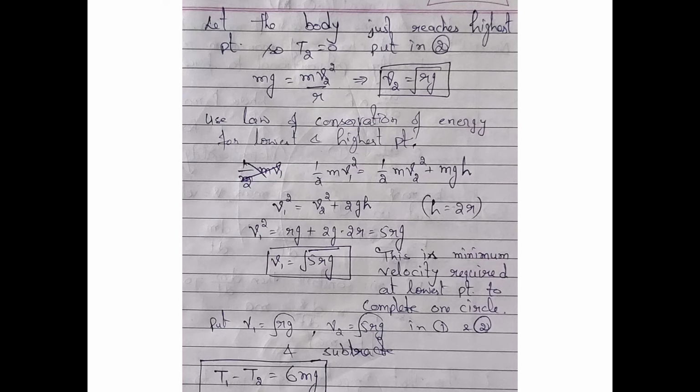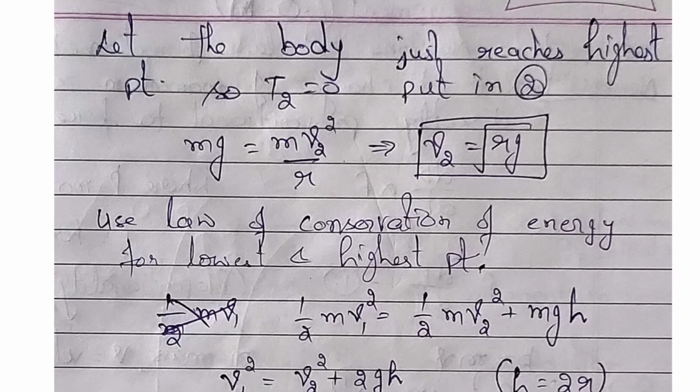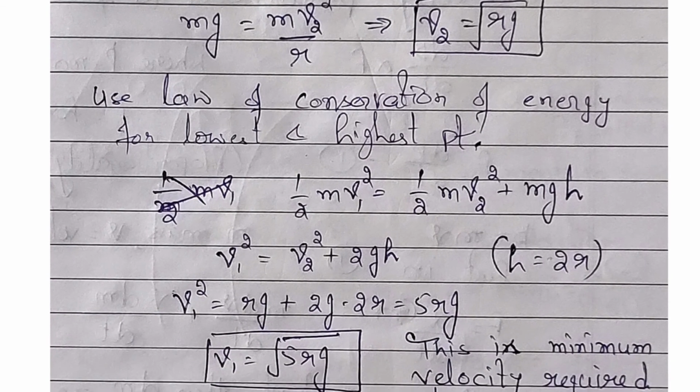Let us say the body just reaches the highest point. Assume tension at this point is 0 because it just completes a circle. So from equation 2, we will get v2 is equal to root of rg. This is the minimum velocity required at the upper point to complete the circle. But this velocity must be given at the lowest point.